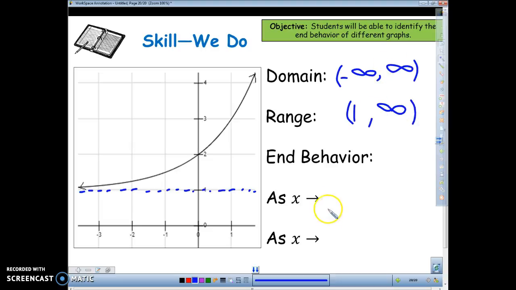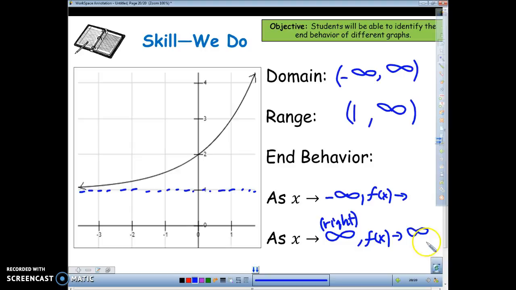Okay, but for end behavior, it's still the same case that we're going to go to the left and we're going to go to the right. So what happens as I go to the left and what happens as I go to the right? Where do my y values go? My f of x values. So let's start with the right. As I go to the right, what happens? Well, as I go to the right towards positive infinity, my values go up, which means they go to positive infinity.